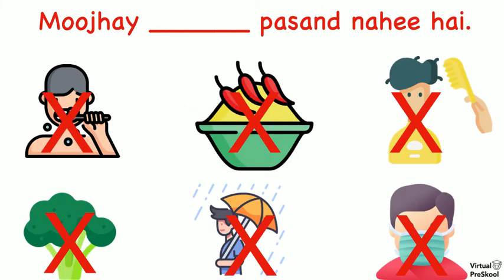And last one, when you want to say I don't like something. I don't like spicy food. Mujhe spicy food pasand nahi hai. Or I don't like the rain. Mujhe rain pasand nahi hai. Or if you want to use the Hindi word, mujhe barish pasand nahi hai. I don't like broccoli. Mujhe broccoli pasand nahi hai.